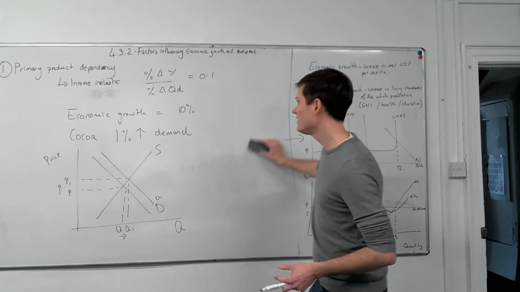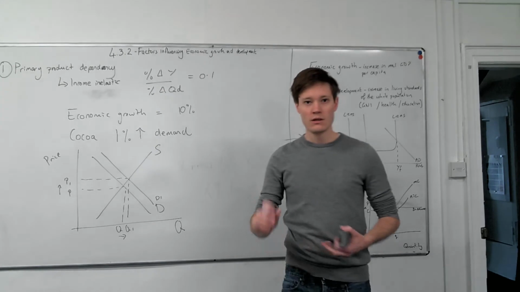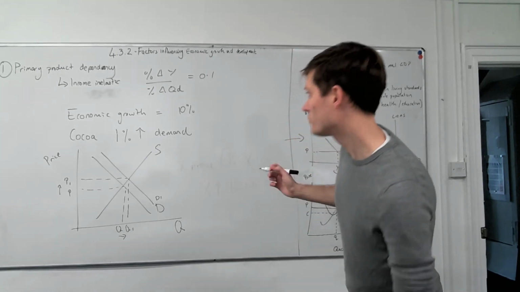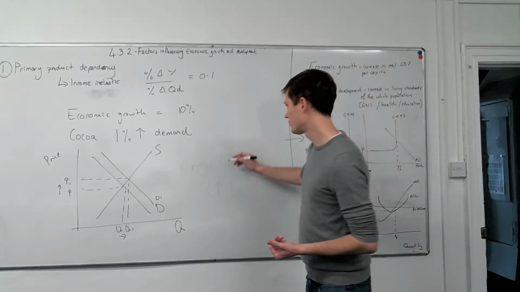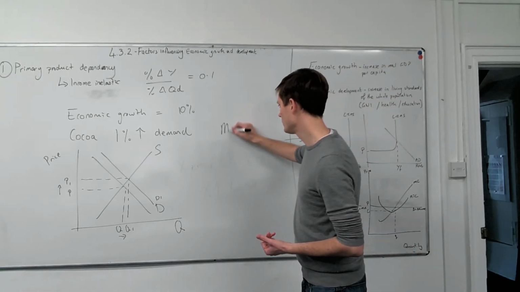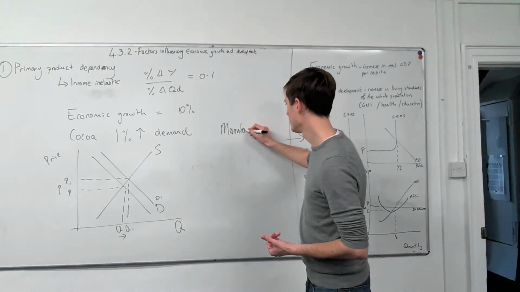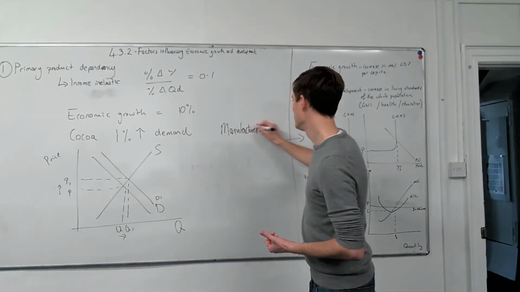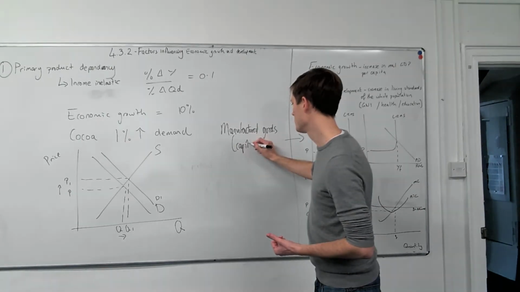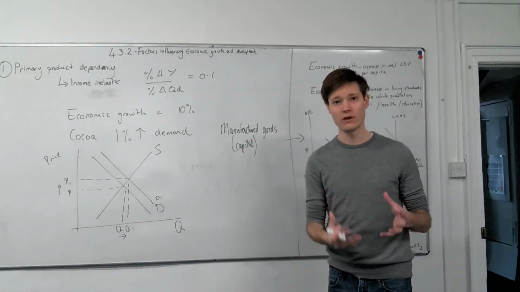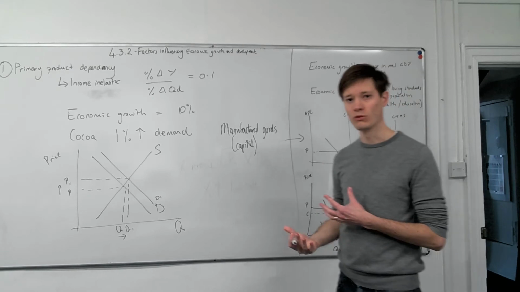Now we could say that these guys are primary product dependent. That means something else. That means that you're not producing the things that you're needing to import. So other goods, for example, manufactured goods, say for example, you need to import some capital. You need some capital equipment in your factories to diversify your economy. I'm going to need to import those.